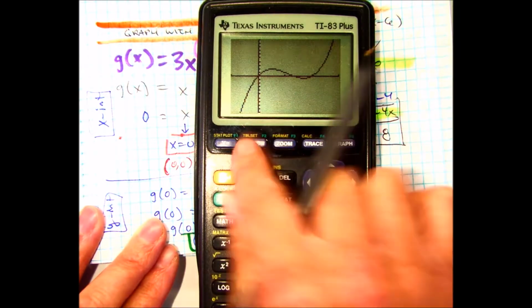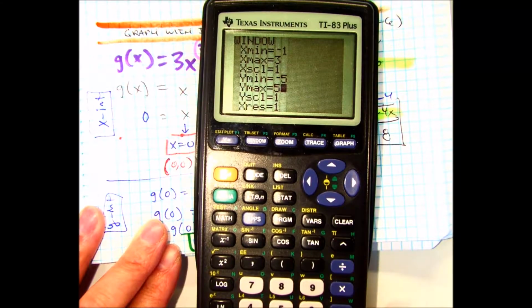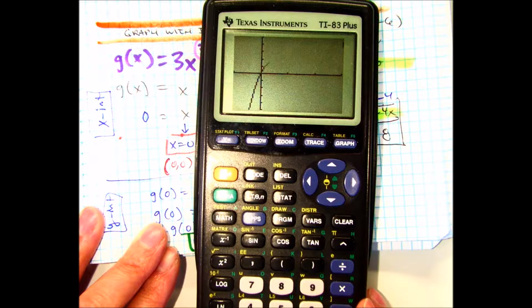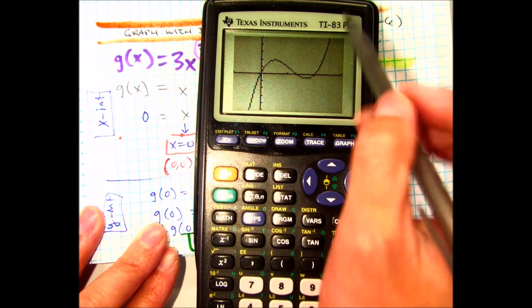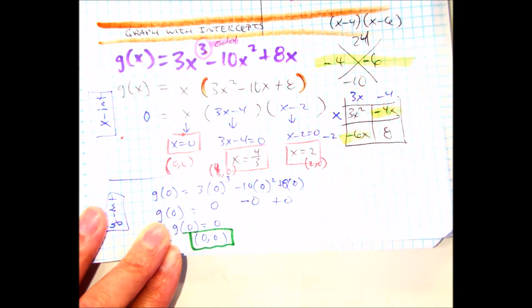You can probably change up your y values. Let's go to -5 and +5. Press graph. Okay, so now that I know that it starts down and ends up, it's an odd function. Let's go ahead and graph that.